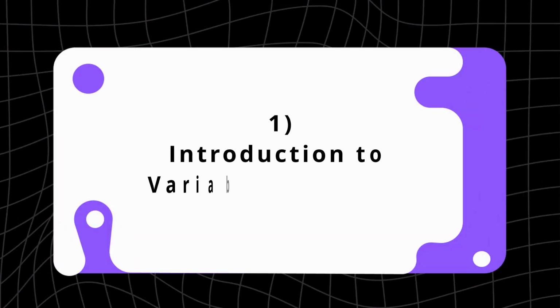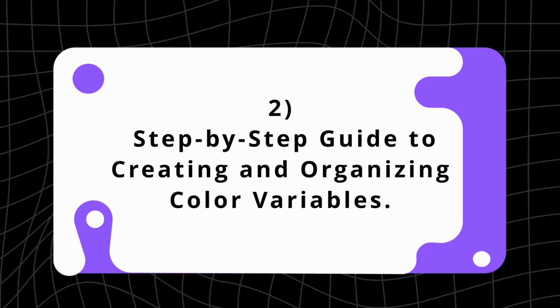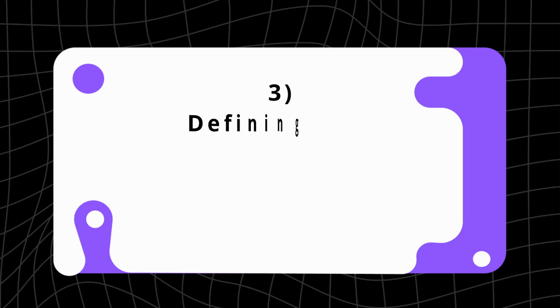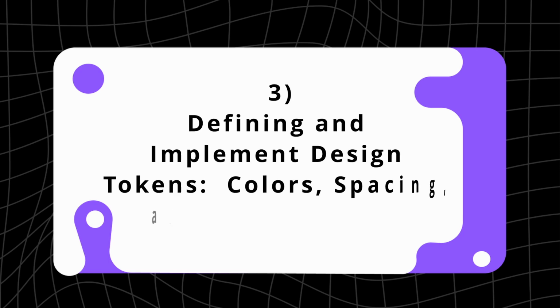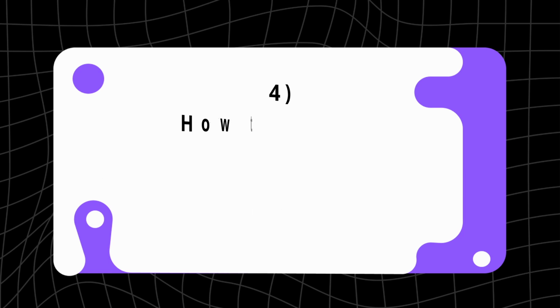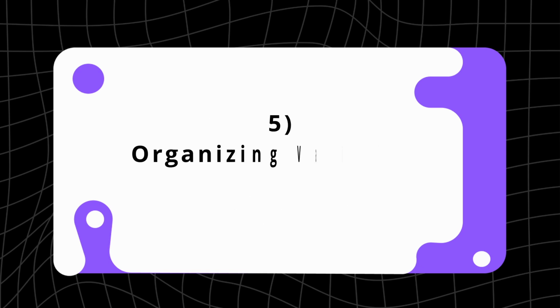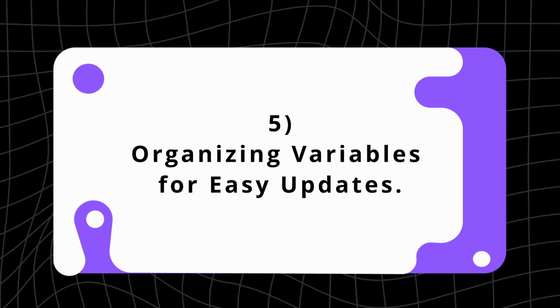So today we'll cover an introduction to variables in Figma, then a step-by-step guide to creating and organizing color variables. We'll also learn how to define and implement design tokens like colors, spacing, and corner radius, and how to set up and apply light and dark modes using variables. We'll also streamline the workflow, organizing variables for easy updates.